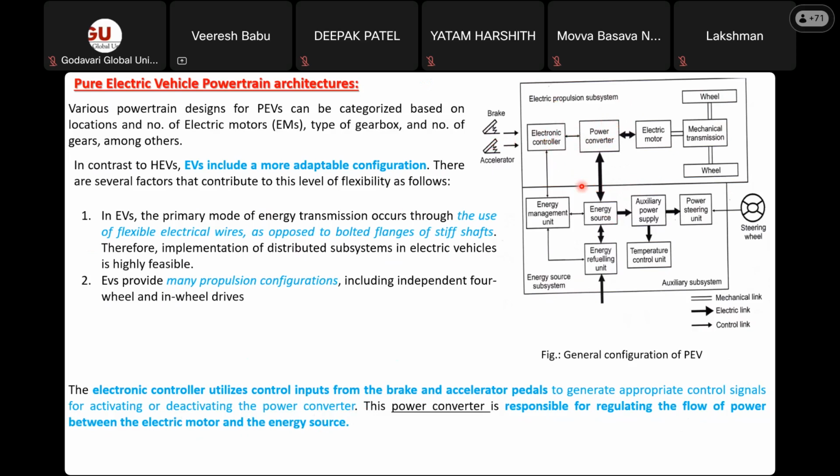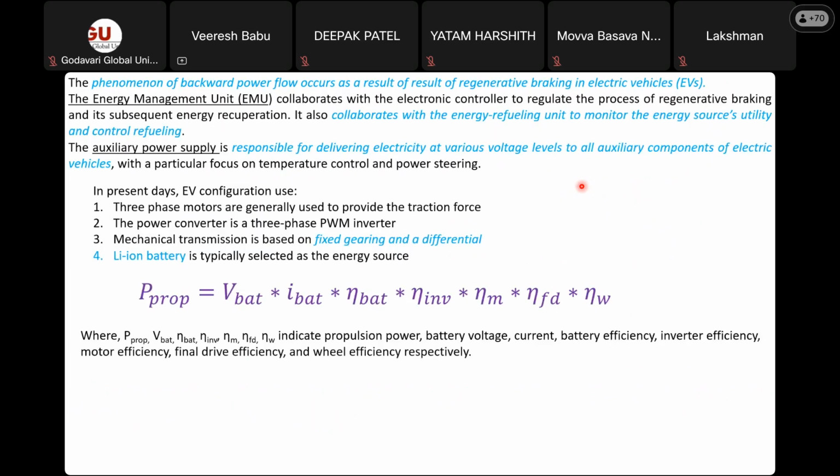Now, the phenomenon of backward power flow occurs as a result of regenerative braking in electric vehicles. Forward motion is the vehicle's normal motion; when the brake is applied, backward power flow happens. Due to that, the energy management system unit is very crucial.